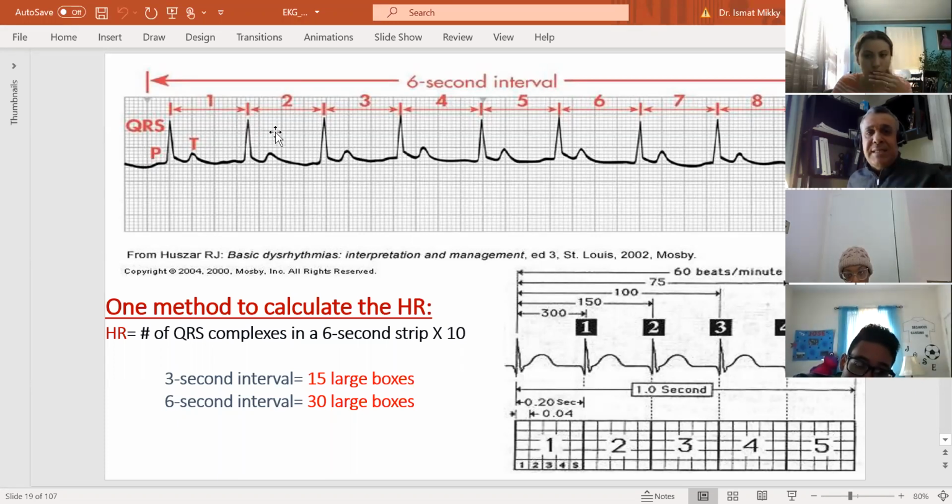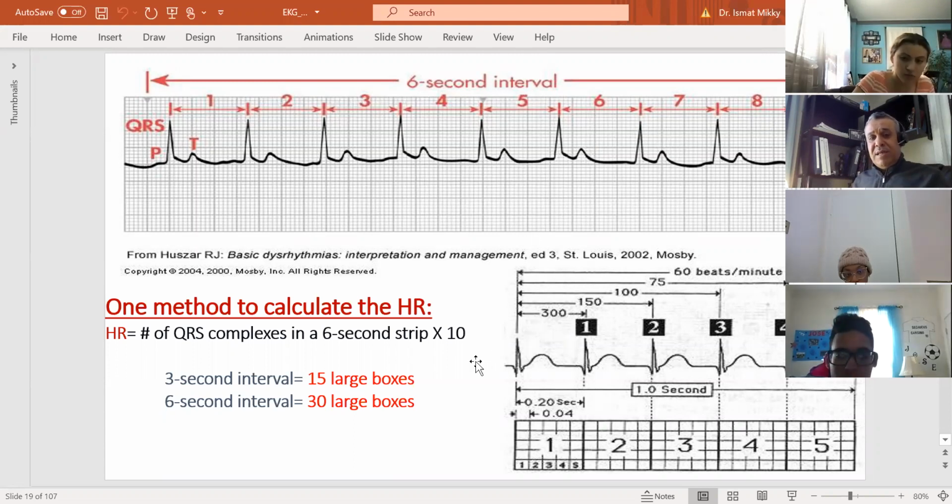So if that's the case, as you keep analyzing and it's consistent, 17 small boxes, or 3 large and 2 small, then that is a regular rhythm. And then I will count cycles. Skip the first, because a cycle means you skip the first R wave. Then you multiply that number by 10, and that will be the patient's heart rate.